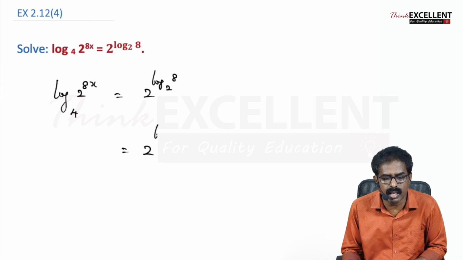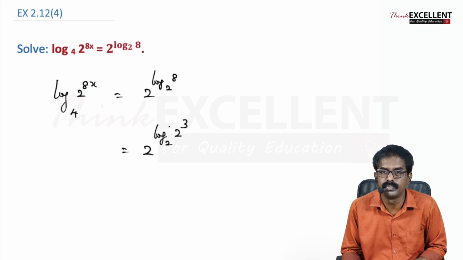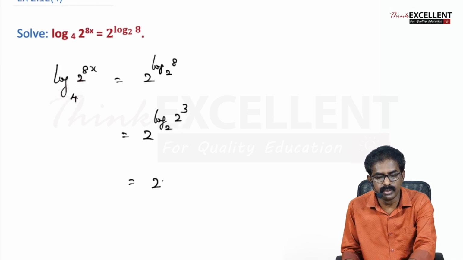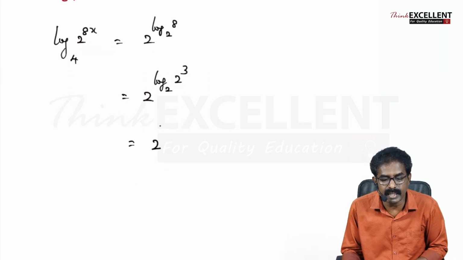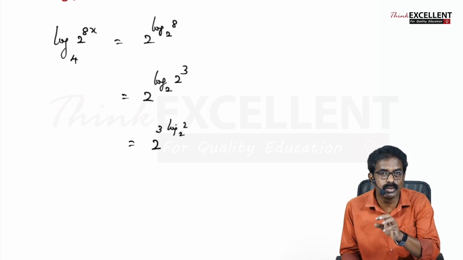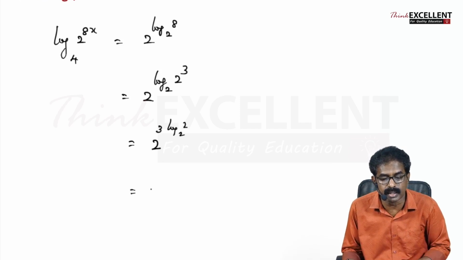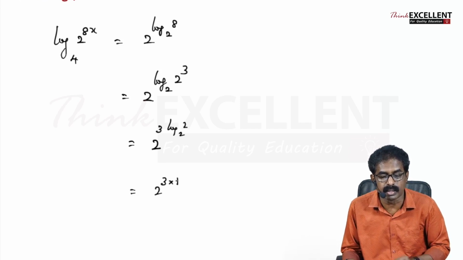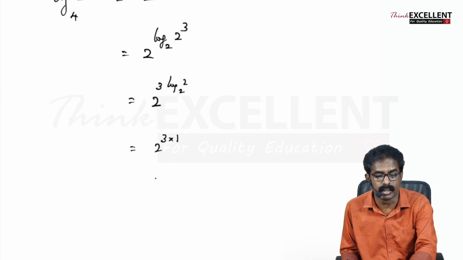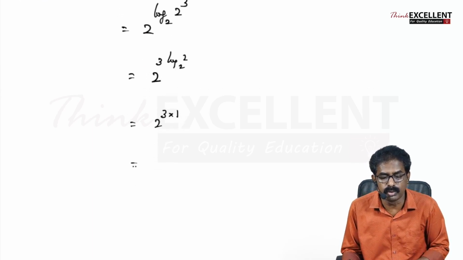2 raised to log base 2, 8 can be written as 2 cube. So that is 2 raised to, apply the power rule, 3 comes in front, 3 log 2 to the base 2. What is log 2 to the base 2? It is 1, right? Log a to the base a is 1. So you are getting only 2 cube into 1, because log 2 to the base 2 is 1. So you are getting 2 cube, and 2 cube is 8.